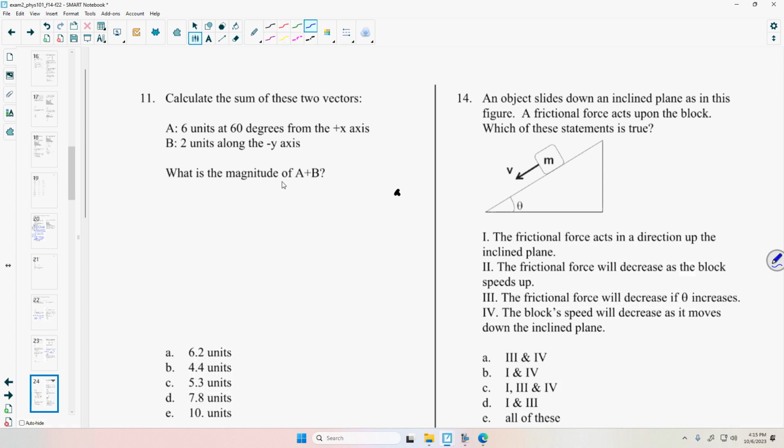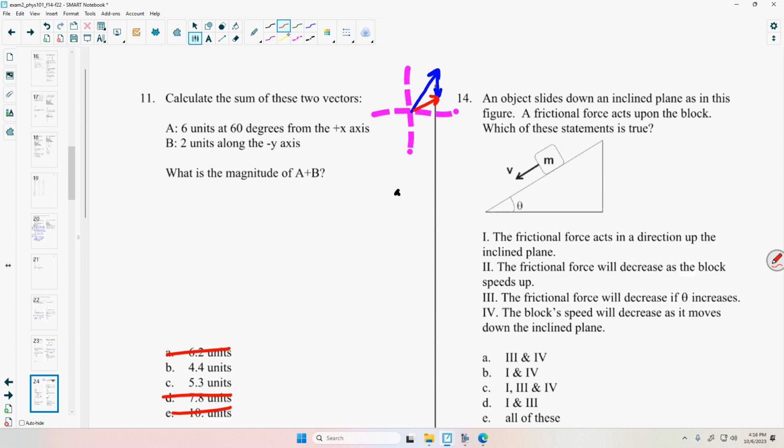Right, I said it's nice to draw the picture because it just helps you to check your answer. 6 units at 60 degrees from that plus x-axis, that's right here, and then 2 units along the negative y-axis. I'm going to draw it about a third the length. That means that my sum of those two vectors is going to look like that. So it better be in the first quadrant. Better be something less than 6 units long, but more than 2 units long. So I can actually get rid of some answers right here. It has to either be B or C. Y'all see how I did that? Just the way that I draw it.